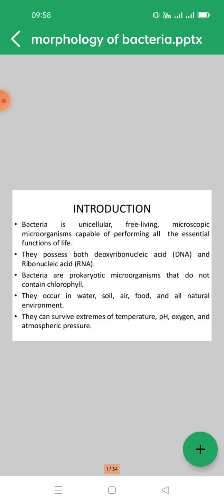Bacteria is ubiquitous in nature. It is present everywhere, that is in water, soil, air, food and all natural environments. And the other thing is this bacteria can survive at extreme conditions like extreme temperatures, pH, oxygen and atmospheric pressure. At extreme levels these bacteria can also survive.